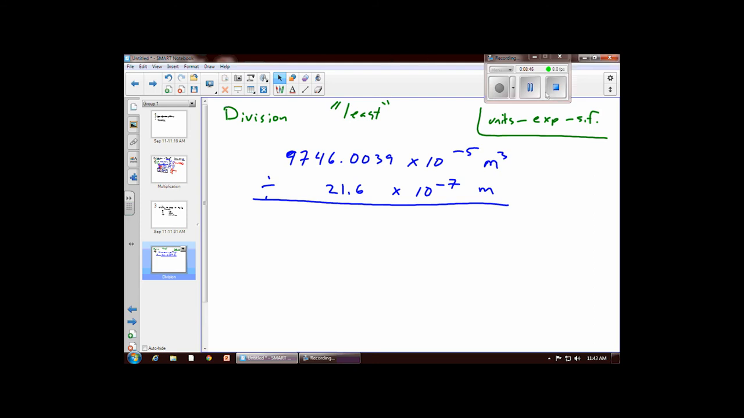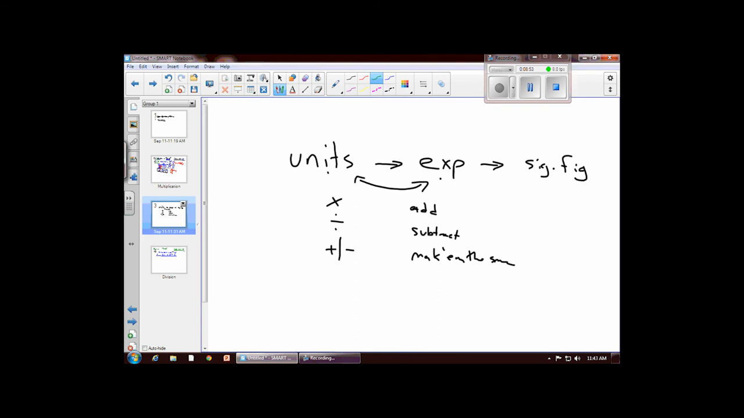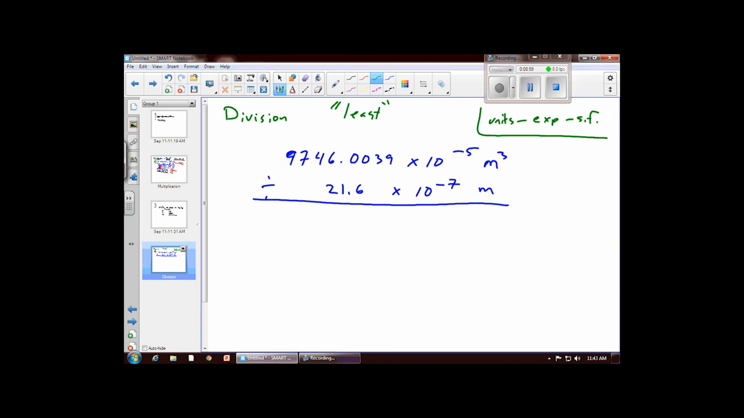Let's pause. Okay, so units first. Whenever we're dealing with division, if we look back at the previous slide, didn't we say that we subtract the units and the exponents? So coming back to this right here, we have units of meters cubed and meters. We have to subtract them, don't we? What's my new unit going to be? Meters squared.